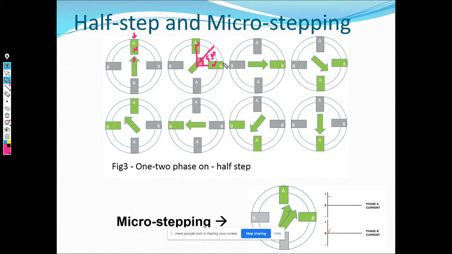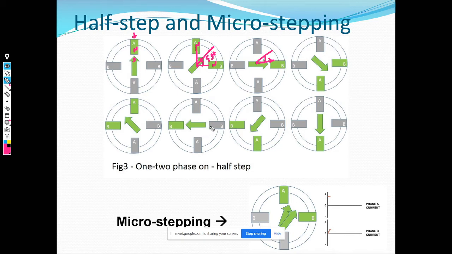Then you will remove the charge from A, but B will continue to get charged. So from this position it will go another 45 degrees, and then it will take this position. And now you know how you can play around, right? Now you're not going a full step. You're not going 90 degrees at a time, but rather only half steps, which is 45 degrees at a time. For this reason it's called half step.